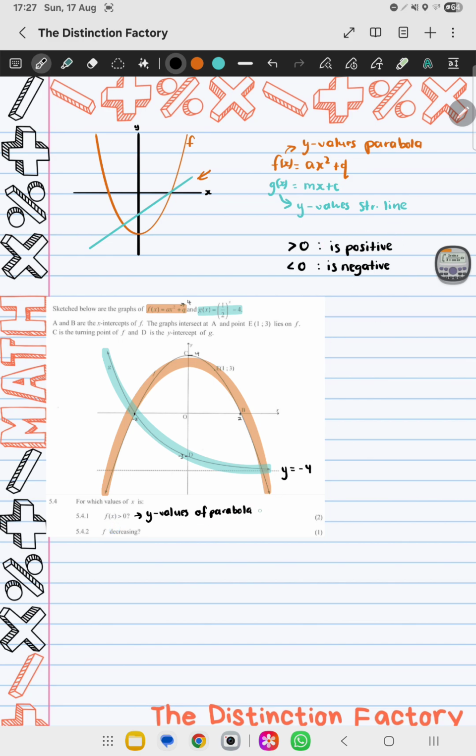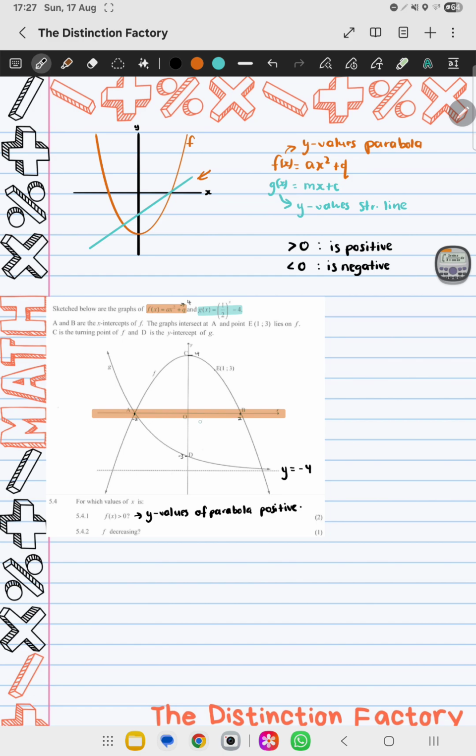So where are the y values of the parabola positive? And if we look at our general knowledge on our Cartesian plane, for positive y values, that means that they're looking at the y-axis as long as it's above your x-axis. So here's our x-axis, and we know that all of these numbers above it are positive 1, positive 2, and so on. So that means that these are all of our positive y values.